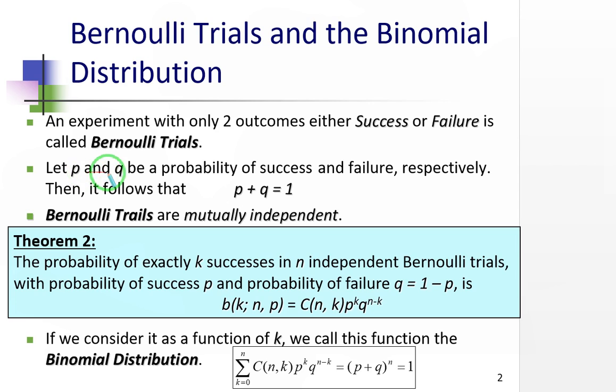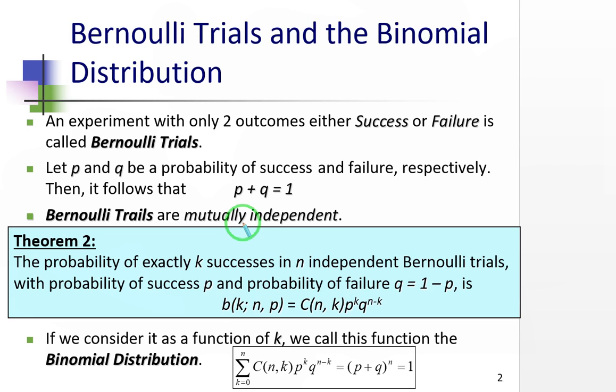So let P and Q be the probability of a success and a failure. It may be P can be success or failure, maybe Q can be success or failure, but respectively, it follows that P plus Q is always equal to 1. This is a formula. So Bernoulli trials are mutually independent, not depending on anyone. Just keep this in mind, and then in an example you will better understand how the Bernoulli trial works.